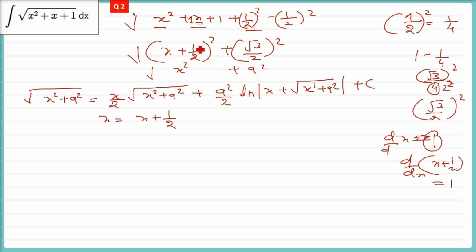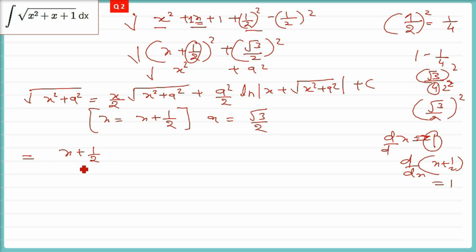But you are taking x as x plus half, which is not fair. But here, since the differentiation of both the terms x and x plus half are the same, we can take x as x plus 1 by 2 and a will be taken as root 3 by 2. Now I'm putting all this in the formula.